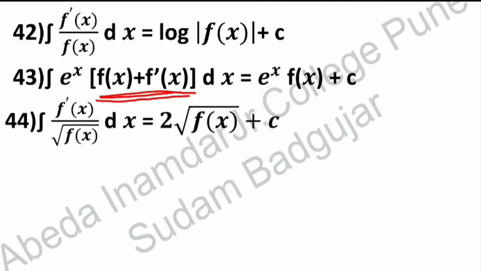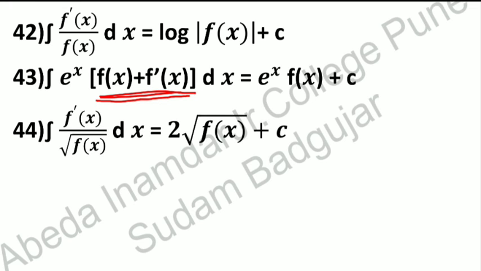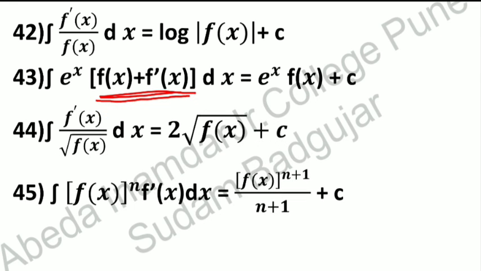Then next one, 44, integration of f dash of x upon under root of f of x is equal to 2 times under root of the denominator plus c. Now 45, integration of f of x raised to n into f dash of x into dx is equal to f of x raised to n plus 1 upon n plus 1 plus c.